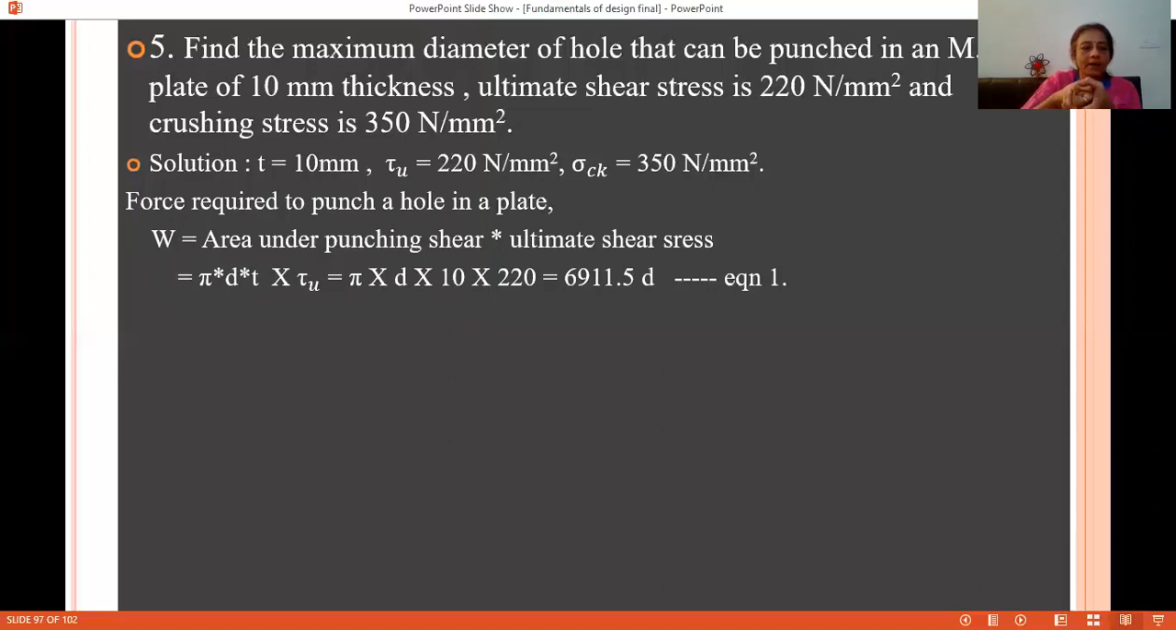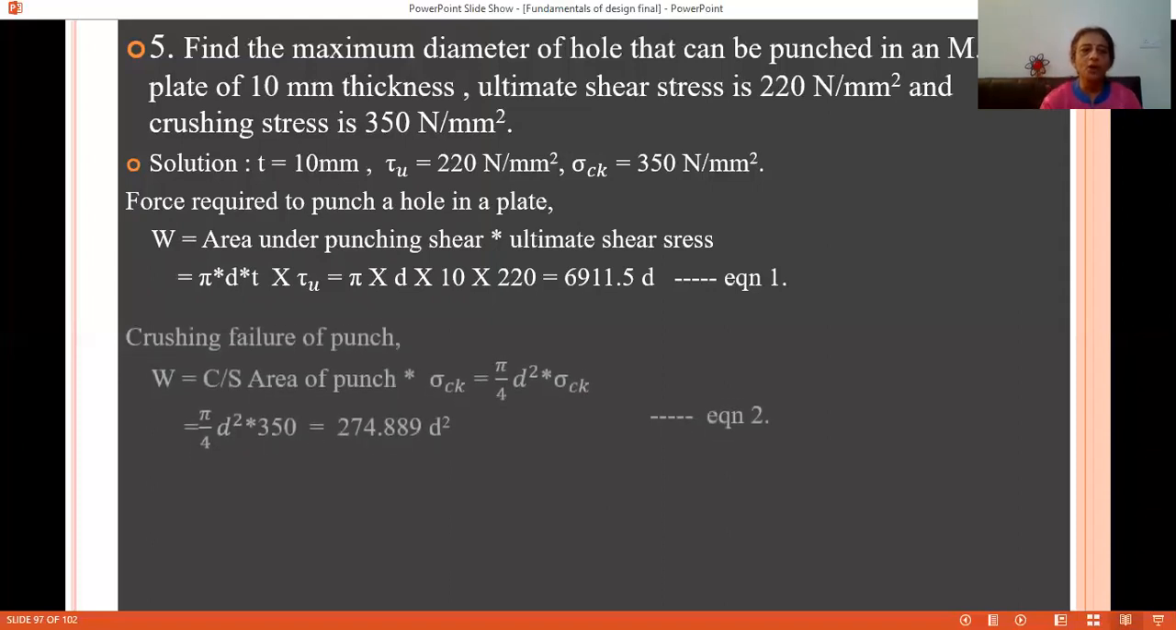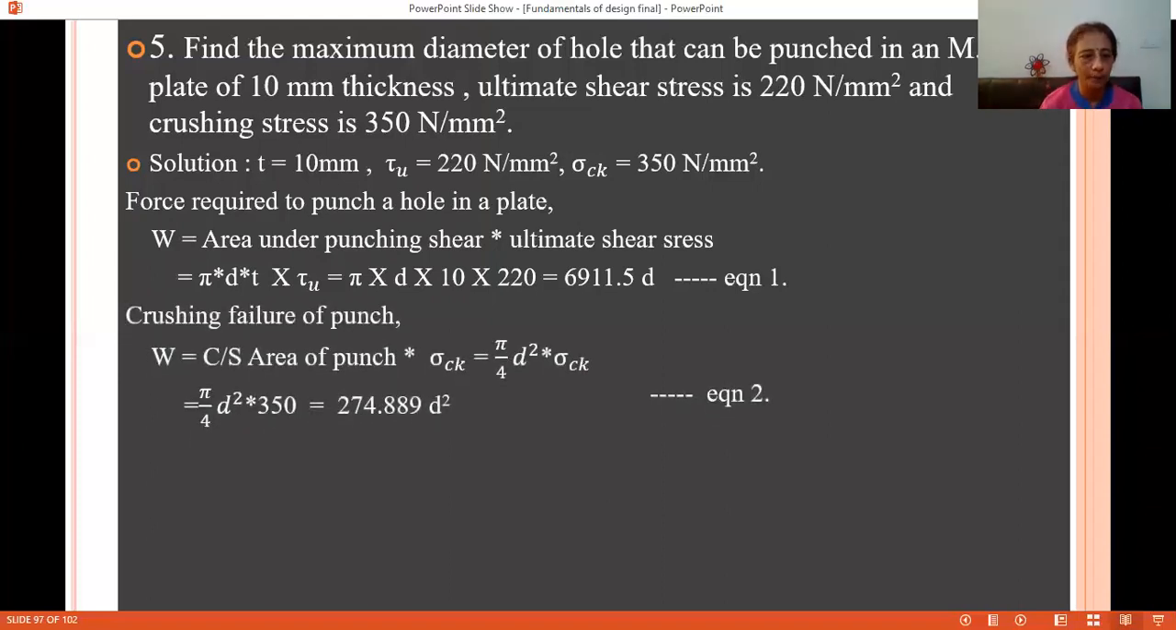Circular means diameter of punch, so it is pi by 4 d square. So when we talk about the crushing failure of the punch, W is the cross-sectional area of the punch into the crushing stress. So we'll write this formula. We will substitute the values of sigma c and pi is constant. So we get the crushing load on the punch is equal to something into d square.